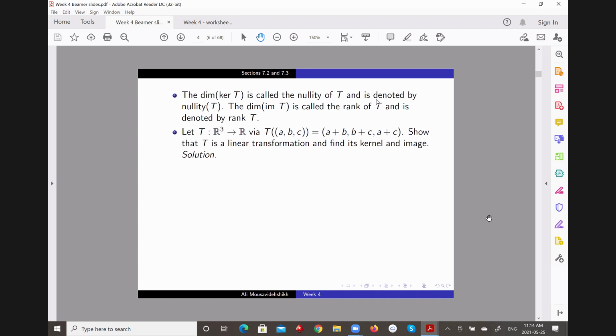Now, if I give you a linear transformation R3 to R, given by T of A, by the way, it's supposed to be R3 to R3. I don't know why it says R. It maps A, B, C to A plus B, B plus C, A plus C. Now, I'll leave it to you on your own time to show that T is a linear transformation. For now, you can take it for granted. What I want you to do is find its kernel and its image.